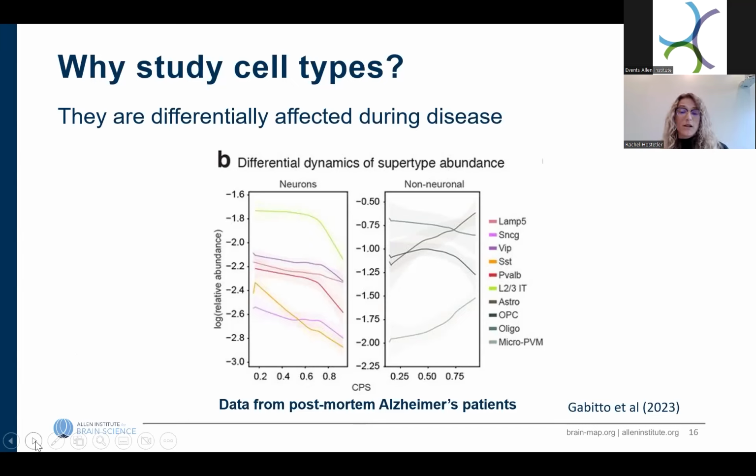When we look at our non-neuronal population, we actually have the opposite happening for our microglia and our astrocytes. We actually have increases. And again, if you were to study all inhibitory cells or all glial cells together, you would miss these differences in how these different cell types are affected during Alzheimer's.